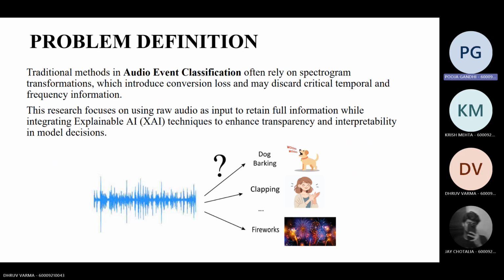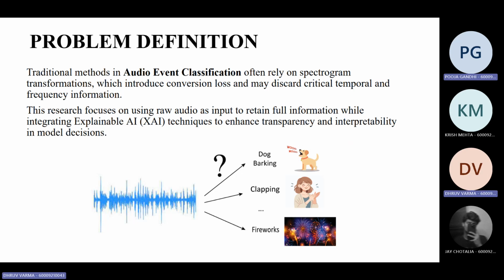Okay, so here is the problem definition. In traditional methods, in some of the research works, what we found is they take the raw input file and convert it to a spectrogram. But because of this transformation, we see there is a huge loss of information. So our problem definition says that we work with raw audio files. Our input is the raw audio file. We retain all the information and integrate it with explainability to explain our classification.